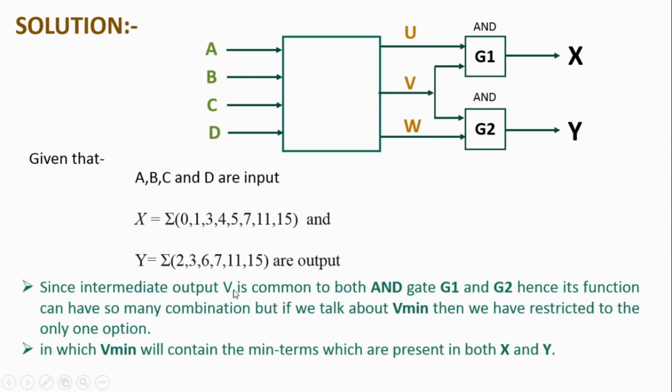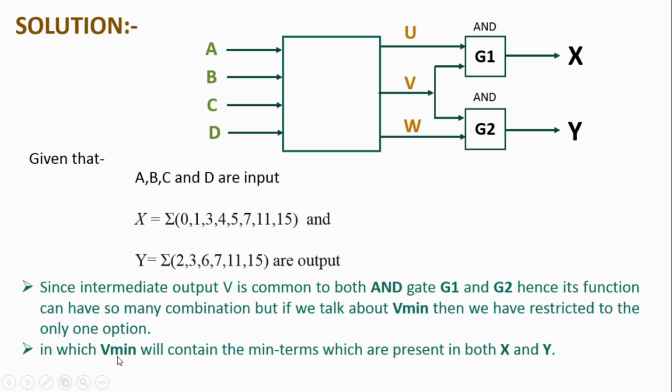So how will we create this V? We already know V is common for both G1 and G2 as one input, and the other inputs are U and W. If we talk about a general expression for V, there are many possibilities, but it asks about the Vmin. It means there is only one possibility which contains Vmin.